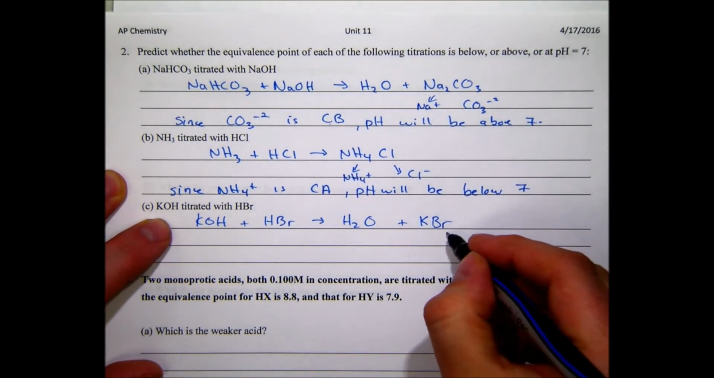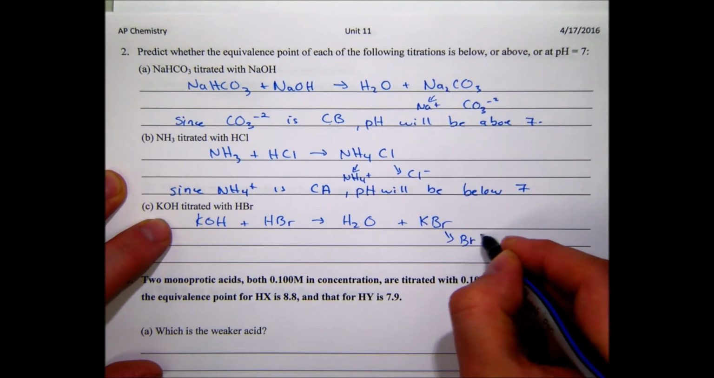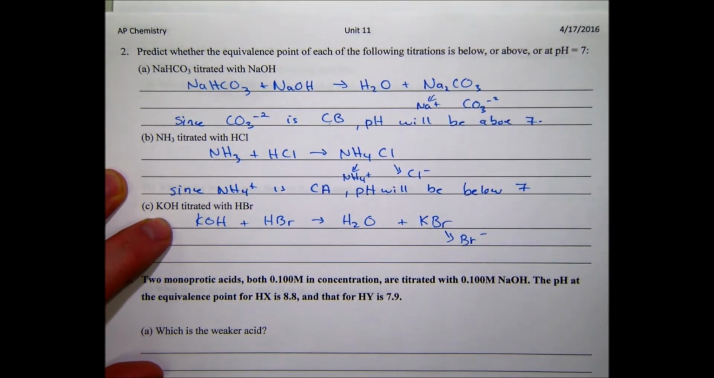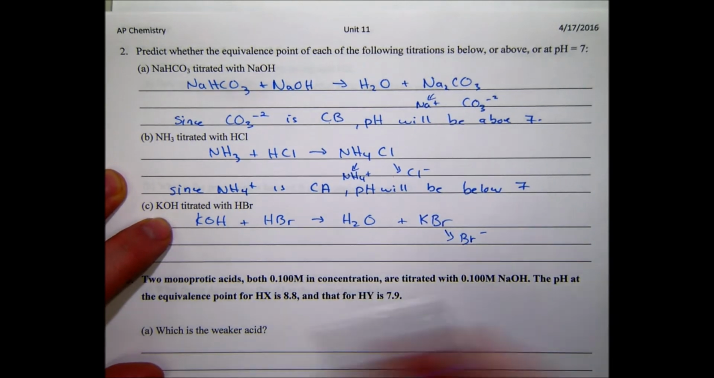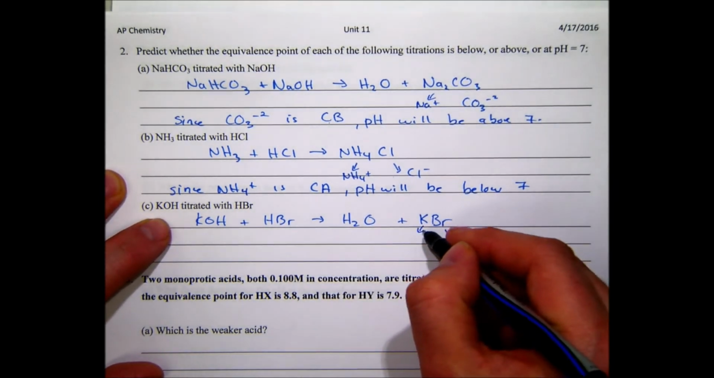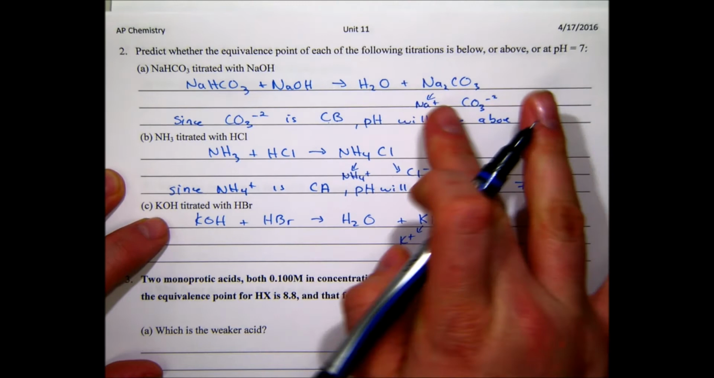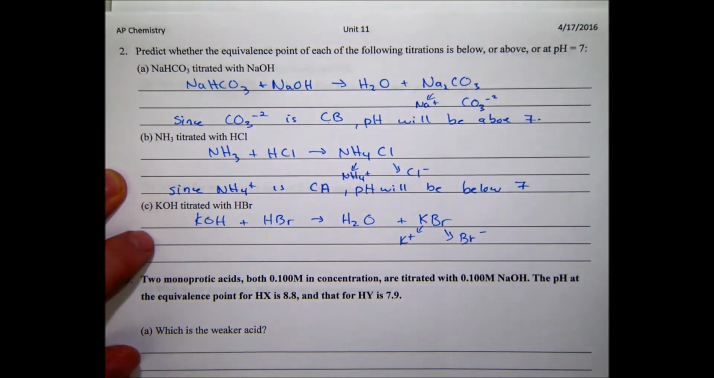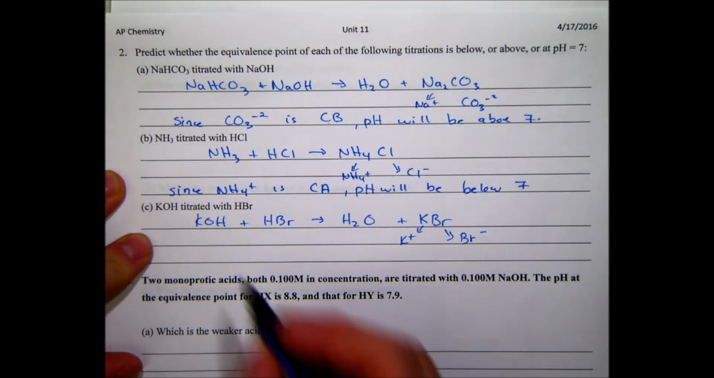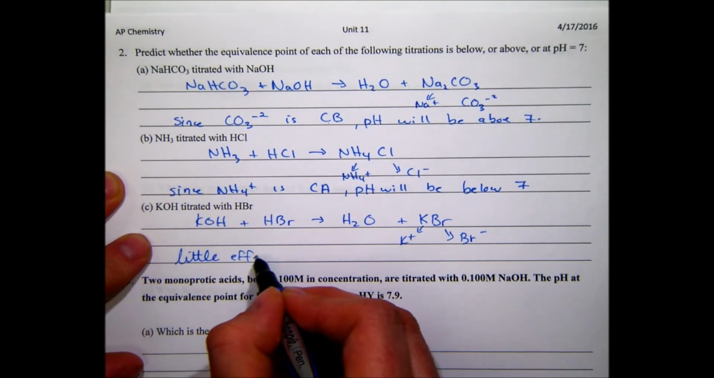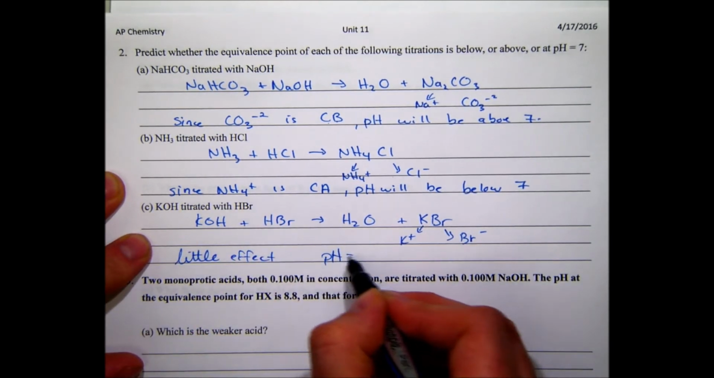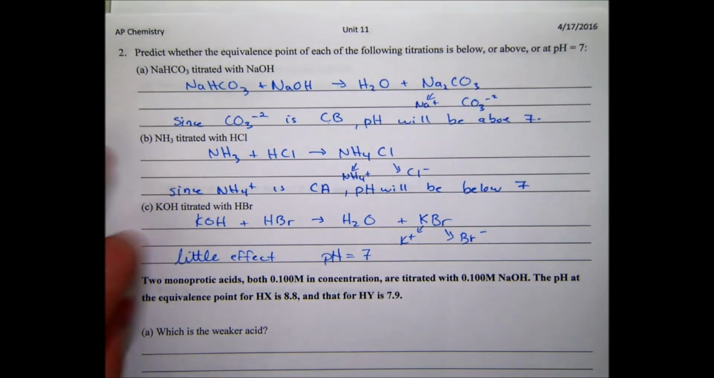So bromide is the conjugate base of HBr. It is a strong acid, so this is not going to affect us at all. And for the same reasons that sodium didn't affect us up here, potassium will not affect it really at all. So there's little effect. The pH should be about 7. So that's how it works.